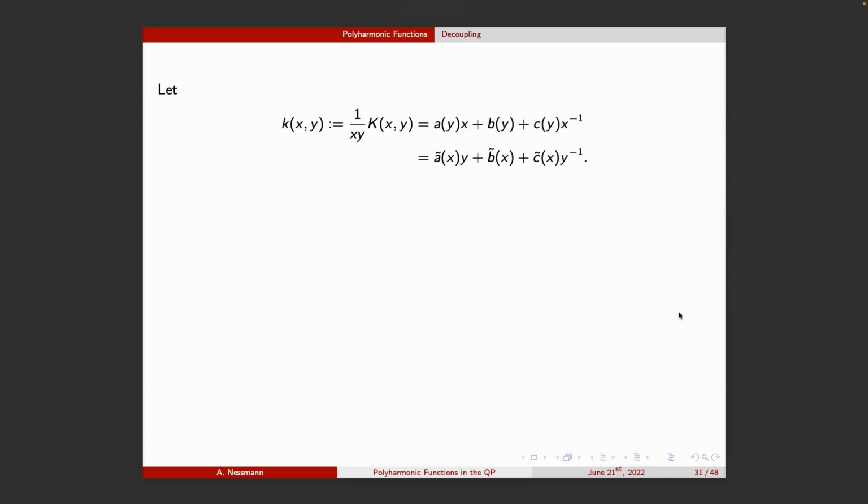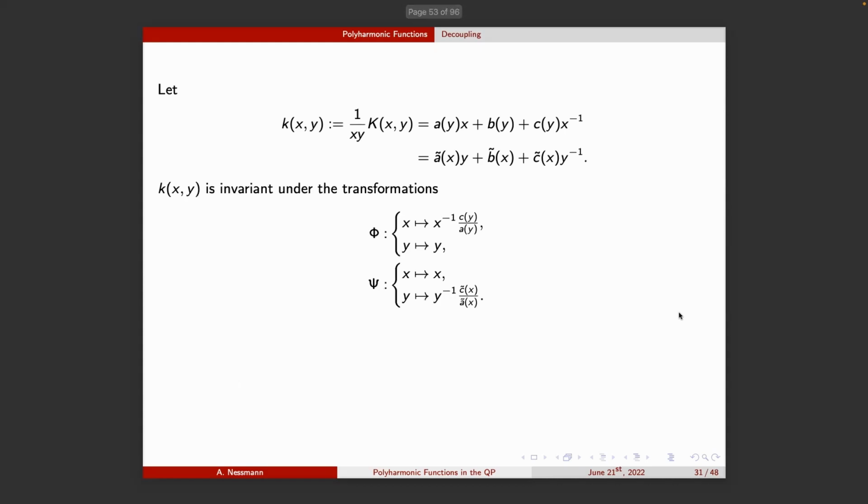For that we need the group of the walk. We just take the kernel and divide it by xy, so that we are more symmetric: a term in x, a term which is not dependent on x, and something over x. And here one can notice that these will be the two birational transformations. These two transformations leave the kernel invariant. The first one changes these two terms, and the second one exchanges these two. So this part is not at all touched by these two transformations.